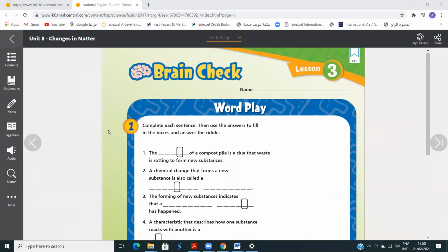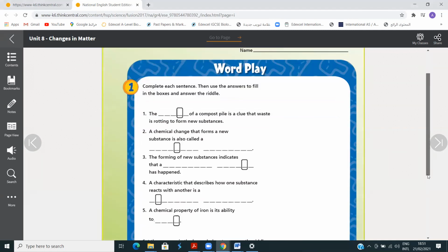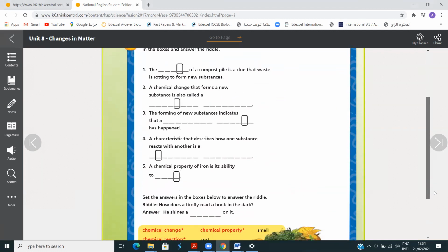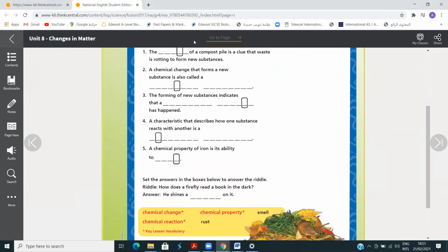The weight of a compost pile is a clue that waste is rotting to form a new substance. You will choose from down here, no problem. Number one is smell. You're right.